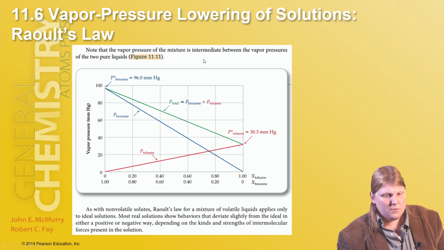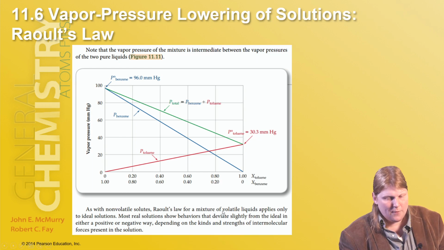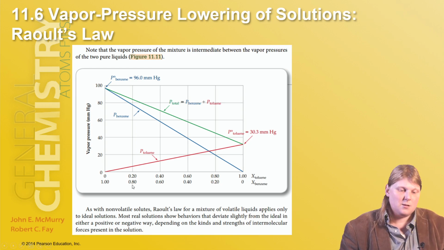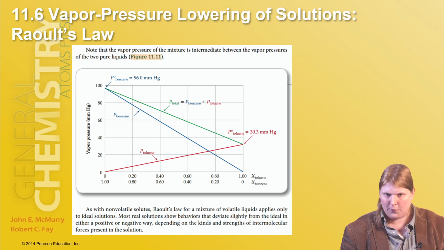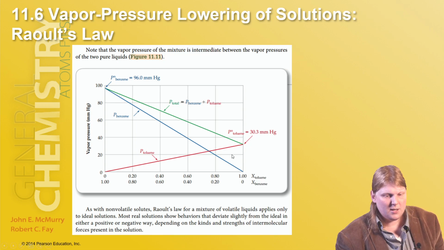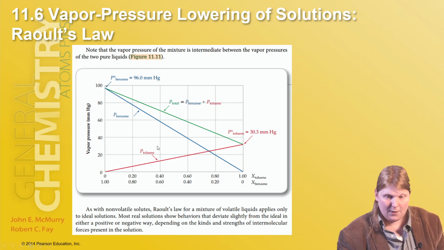Note that the vapor pressure of the mixture is intermediate between the vapor pressures of the two liquids. So they say here the total is intermediate between the two. As with non-volatile solutes, Raoult's law for a mixture of volatile liquids applies only to ideal solutions. So that means that the mixture has to be one where the two liquids are relatively similar in their constitution and in their intermolecular forces. If they're extremely different, it'll cause non-Raoultian behavior.